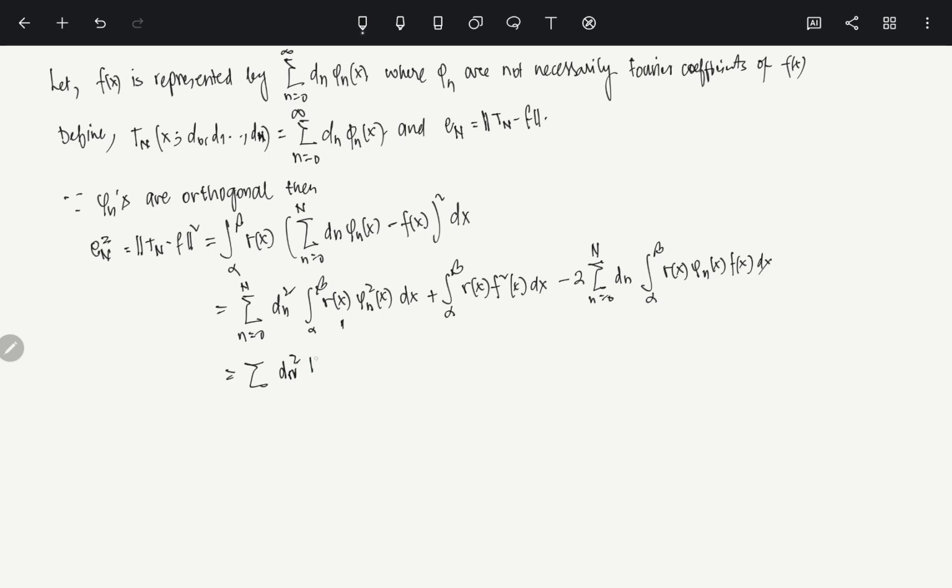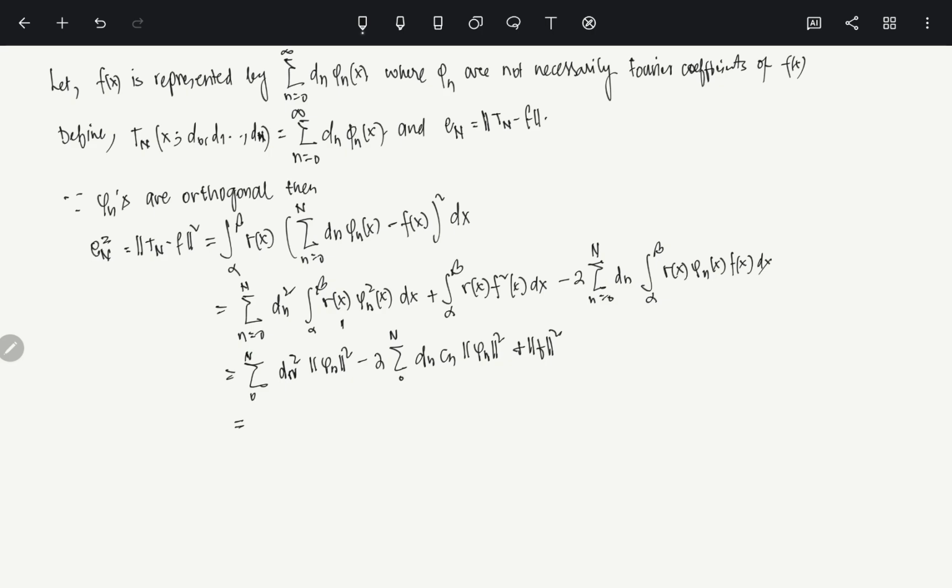and phi n square, right? That's just the definition, minus 2 times summation dn cn norm of phi n square, plus f square. Is it okay? So I will just write down everything in terms of norm, and of course the sum is from 0 to n.